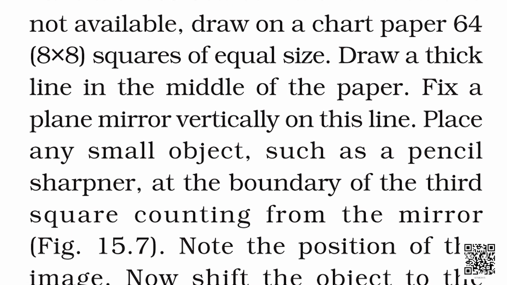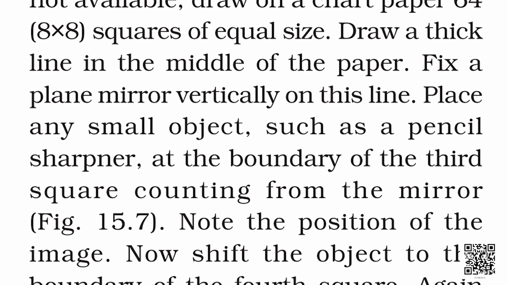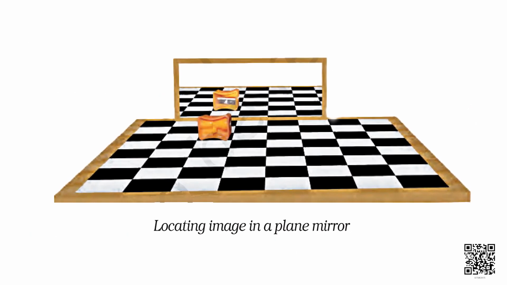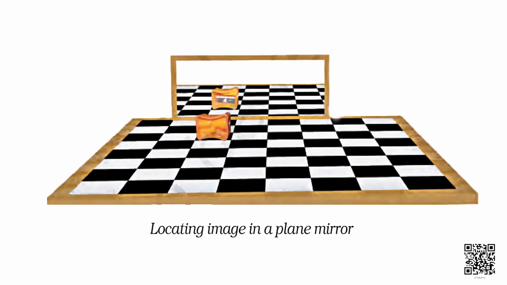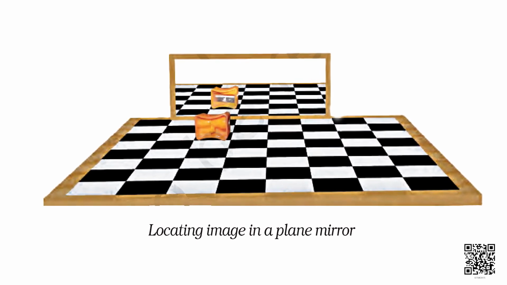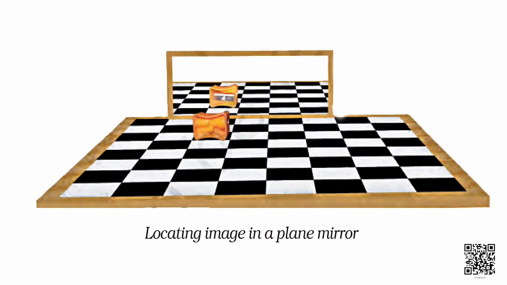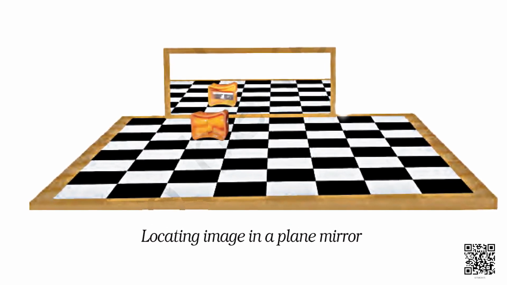Then we will draw a thick line in the middle of the paper and fix a plane mirror vertically on this line. We will place any small object such as a pencil sharpener at the boundary of the third square counting from the mirror, just as in this image. Now we will note the position of the image and then shift the object to the boundary of the fourth square. Again we will note the position of the image.